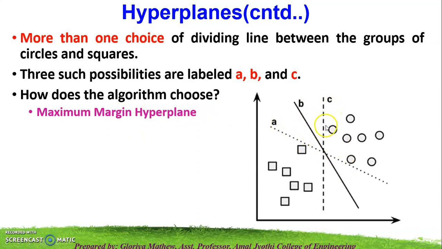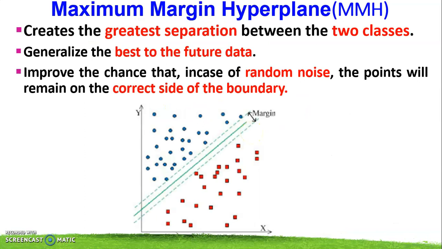A, B, and C are hyperplanes which will separate the objects into two classes, two different groups, and the hyperplane which separates these two classes is known as the maximum margin hyperplane. The algorithm, the support vector machine SVM classifier, chooses the maximum margin hyperplane for the classification. Now let's see what a maximum margin hyperplane, or MMH in short, is.